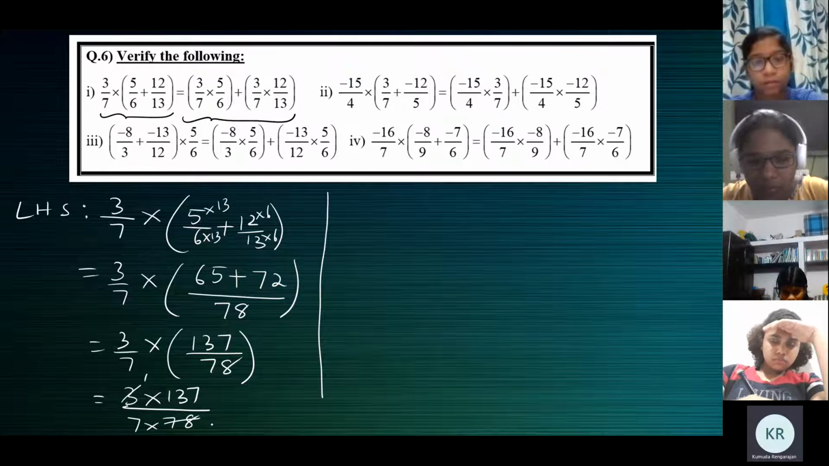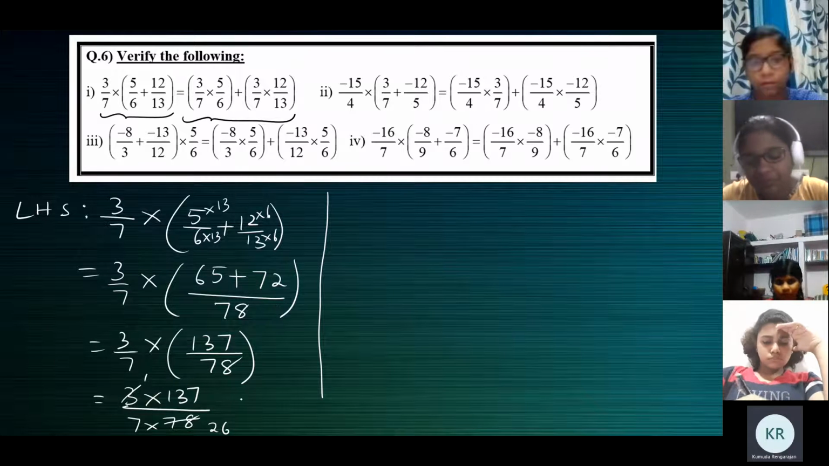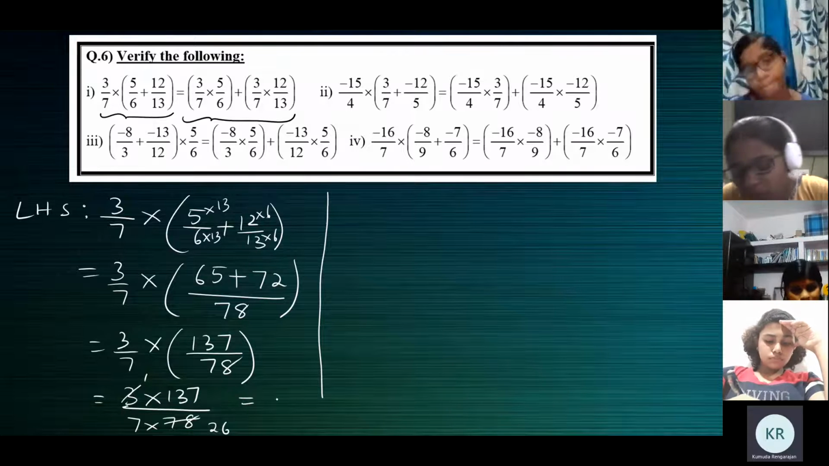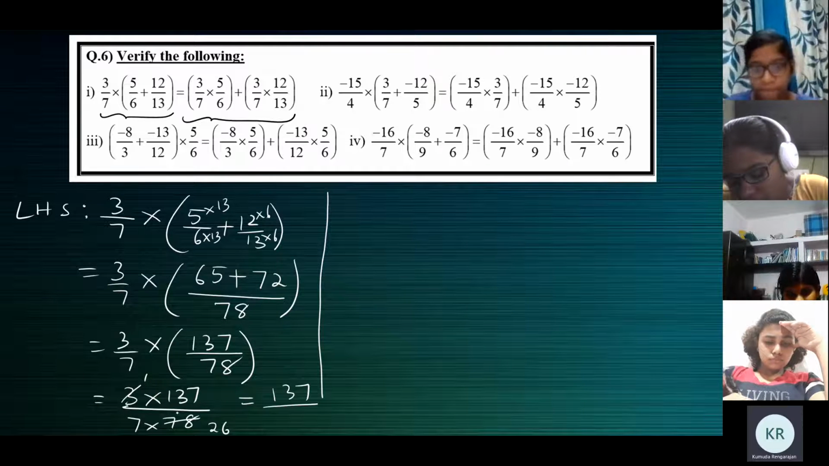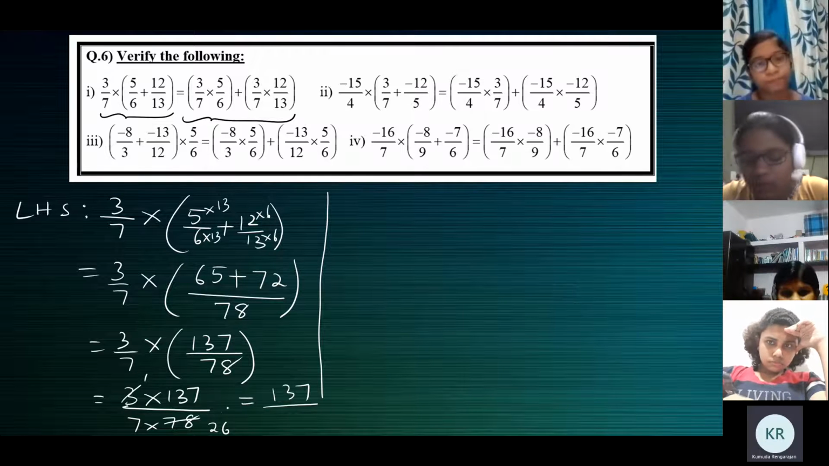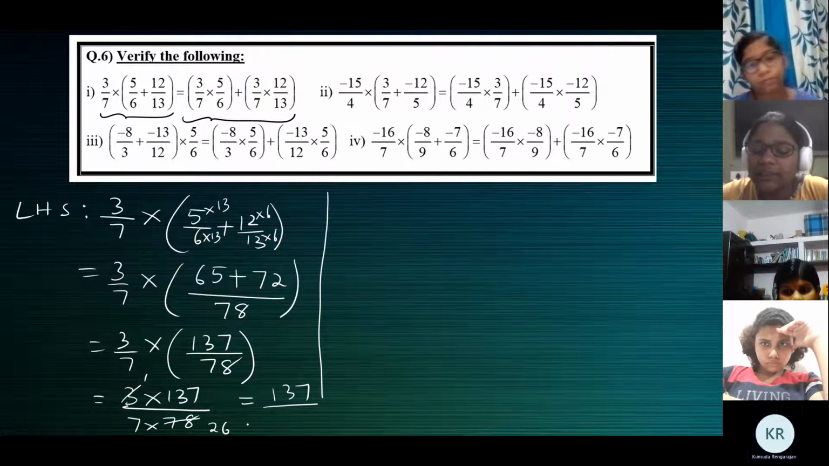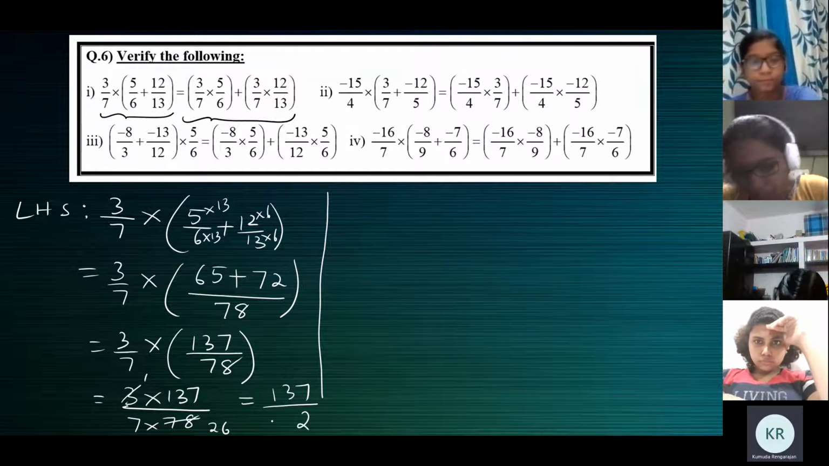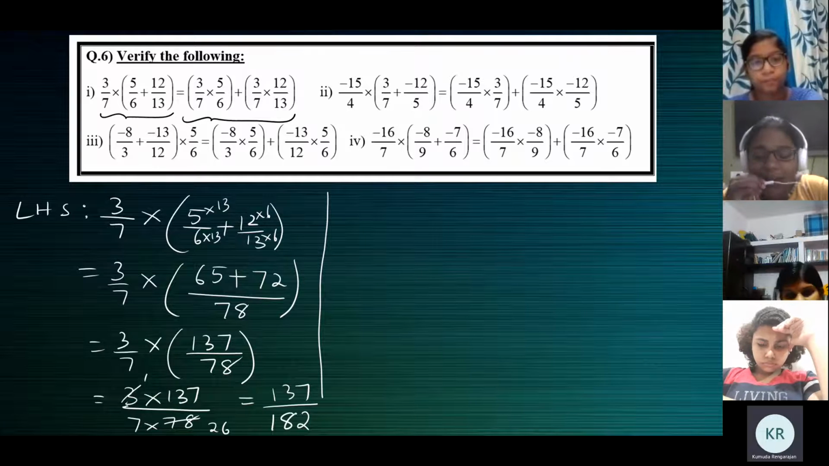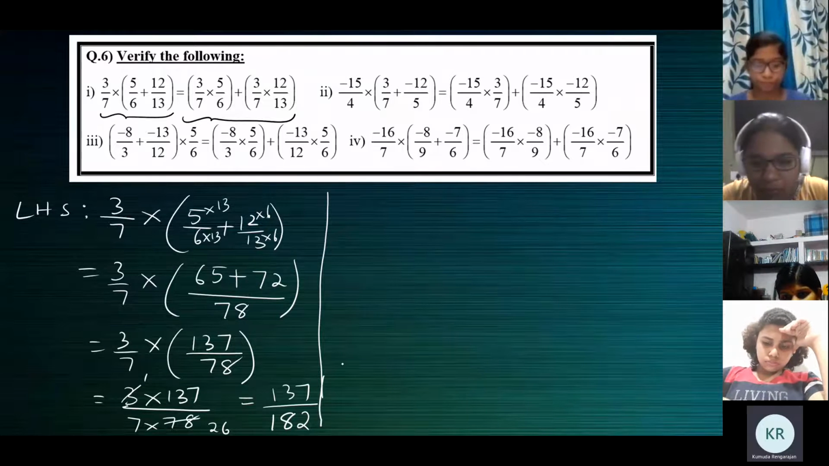So 3 1s are 3, 3 2s are 6, 3 6s are 18. 26. Now I don't think it's further possible to simplify. So we get 137 by 182. You try to simplify 26 and 137, see if it's possible. Otherwise, 1 into 137 is 137. 7 into 26. So 6 7s are 42, 4 carry over. Sorry, 182. 182, ma'am. Correct, 182. All right. So we have simplified the LHS.